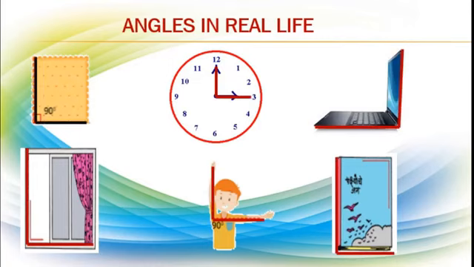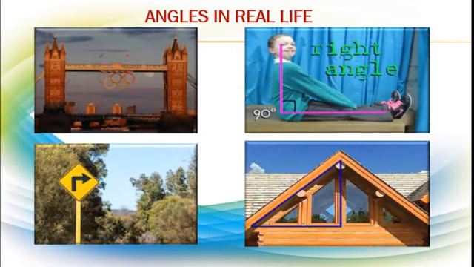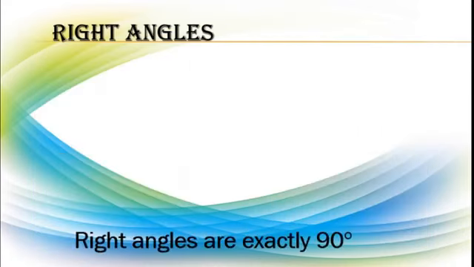See students, now some more pictures you can study here. Here also we can see the angles formed. In all the four pictures we can see the angles. That too looks like the capital L. Now, this capital L is nothing but a right angle. See students, here we saw like this, correct?